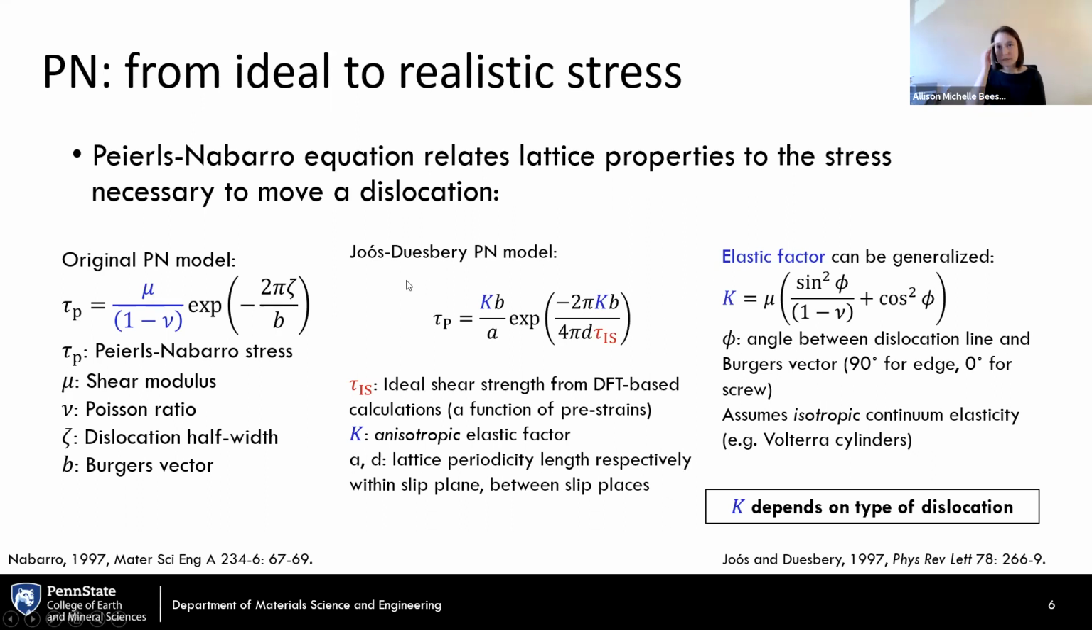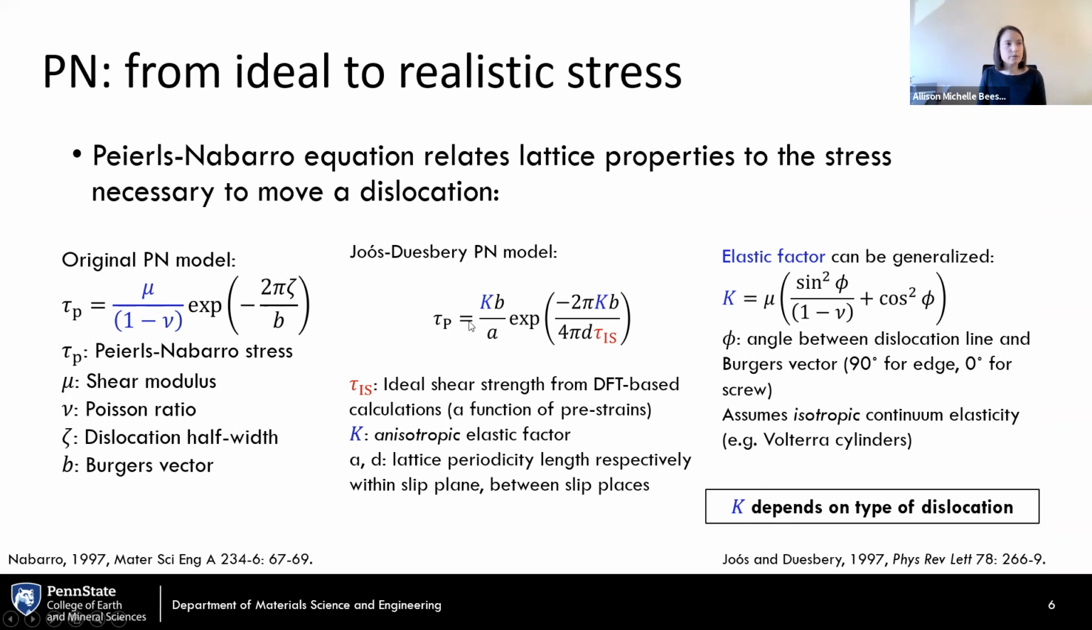And so what we chose to adopt was to convert our ideal shear strength to a frictional stress for dislocations, is this Dewsbury model, which adopts this parameter K, which is the anisotropic elastic factor. But what's important about K is that it depends on the type of dislocation. So the equation for K is given here, and this allows us to describe basically the flow resistance for an edge dislocation or a screw dislocation, depending on this angle phi. And here is where we'd feed in that ideal shear strength from the DFT-based calculations.